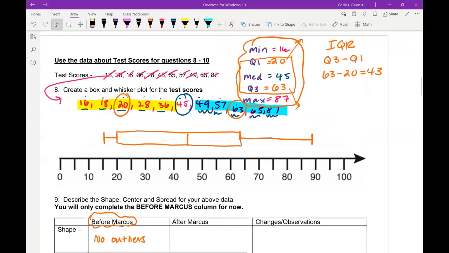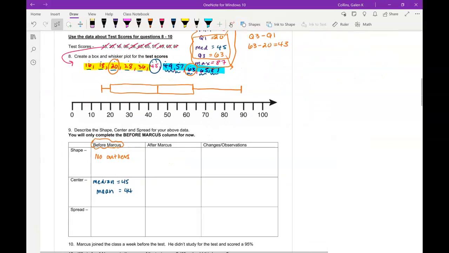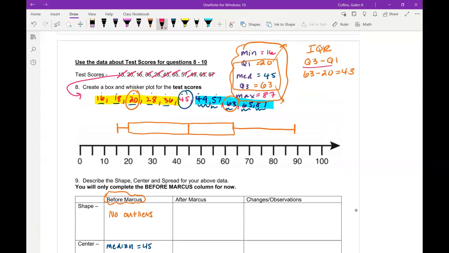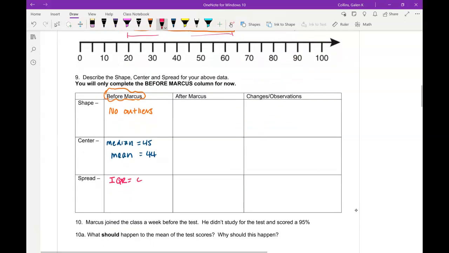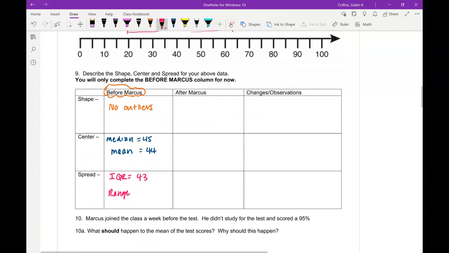All right, when we talk about the spread of data, remember we could be talking about range, interquartile range, or standard deviation. And since we weren't given the standard deviation, let's just discuss our interquartile range. We already found that, so it's Q3 minus Q1, or in other words, the length of the box right here, that's our IQR. So our interquartile range is 43, and then our range is just the max minus the min. So our range is 87 minus 16, so 71.